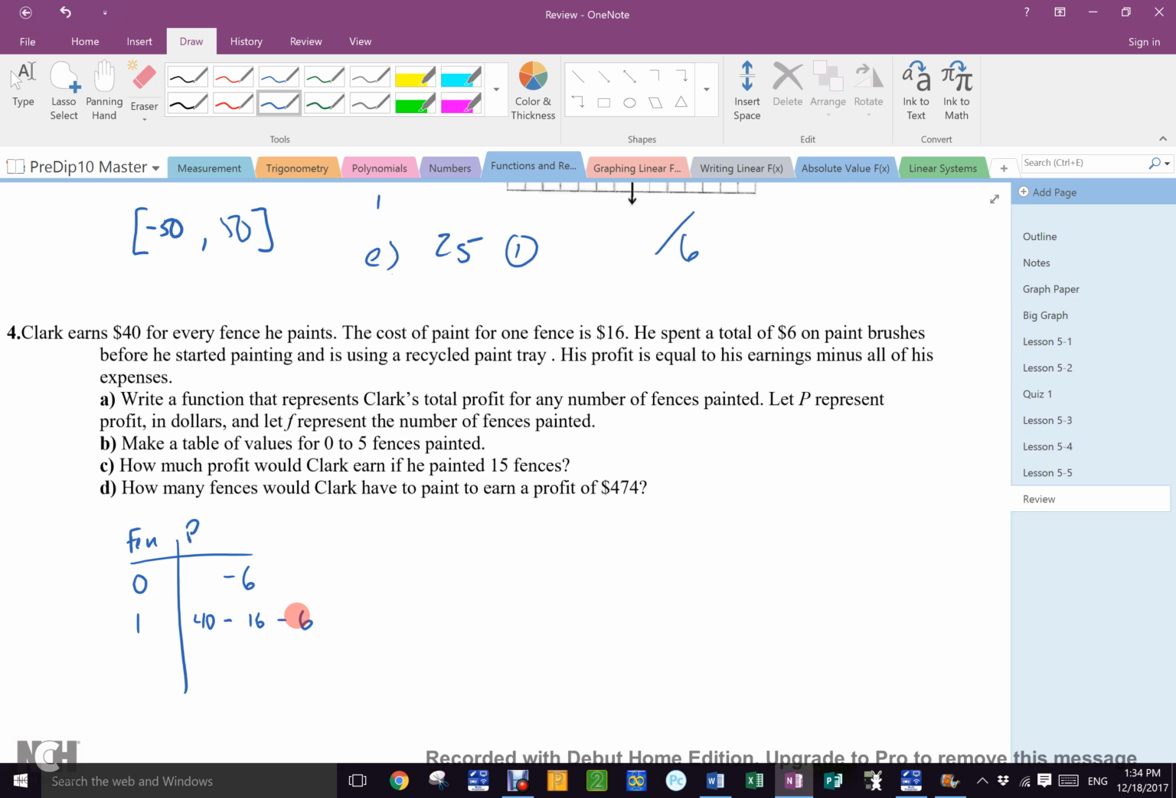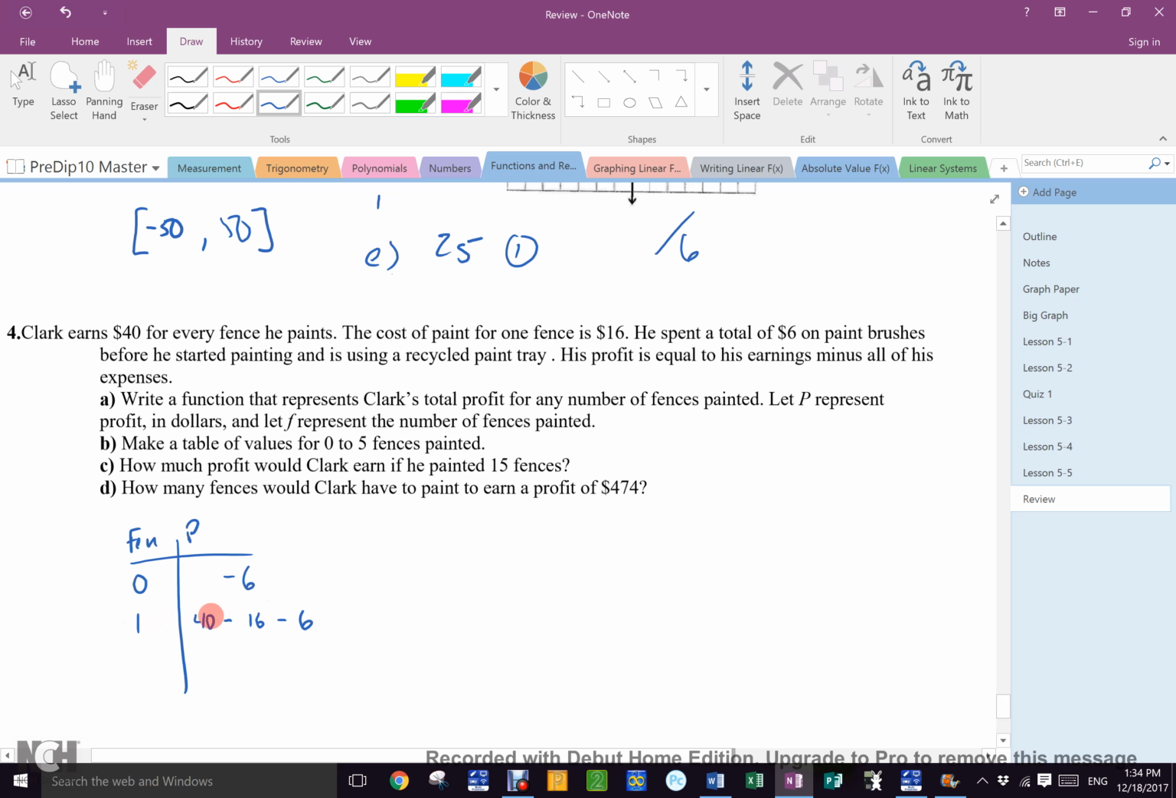Okay, can I say what the equation is? If you want to, yeah. Well, like, 40 and 16, 24, so you make 24 times the number of fences, subtract 6, profit. There you go. Yeah. So, is this and this related, or is this and this related? The second one, because I lose $16 per fence for paint, yes? You only lose 6. But I only lose the one. 6 once, right? Yeah. Yes.